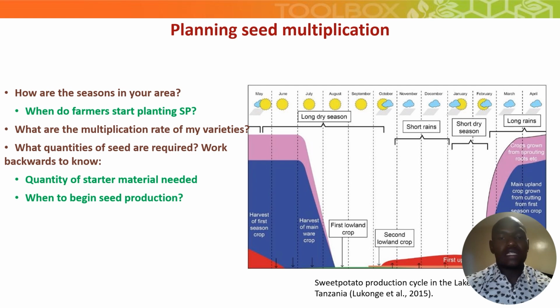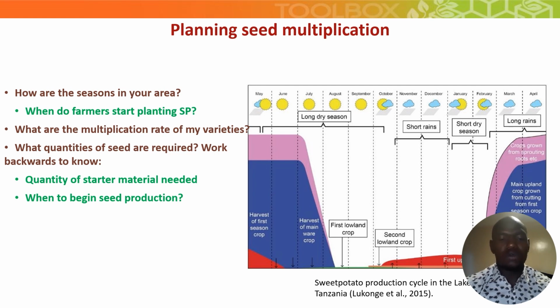Key things to ask yourself when you are planning seed multiplication are: how are the seasons in your area? What time do farmers start planting sweet potato seed? What is the multiplication rate of your varieties? And what quantities of the seed are required? With these, you can work backwards to know the quantity of starting material you will need.